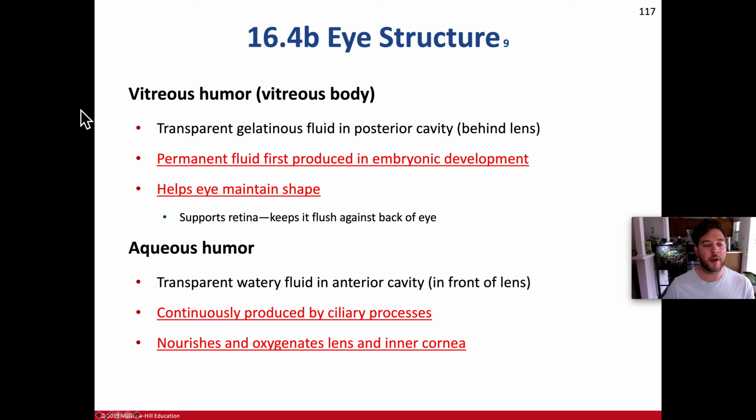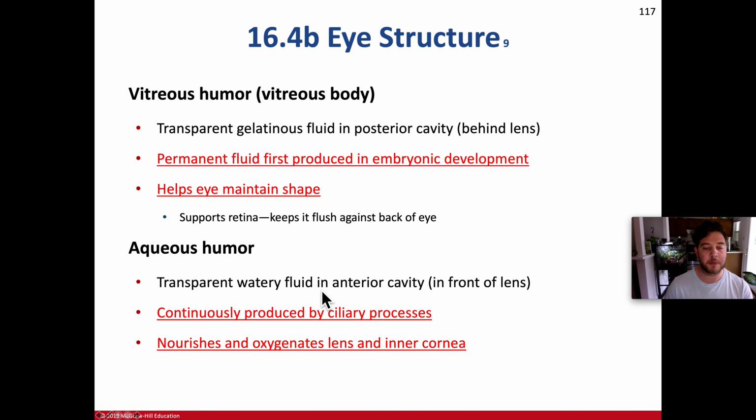Okay, your vitreous and aqueous humor. Your vitreous humor in the posterior cavity is a transparent gelatinous fluid behind the lens. It's a permanent fluid, first produced in embryonic development. So during the first 8 weeks of development, we produce this vitreous humor. It helps to maintain our eye shape by keeping the pressure within the eye. So it supports the retina, keeping it flush against the back of the eye. It's just fluid that helps to fill things out.